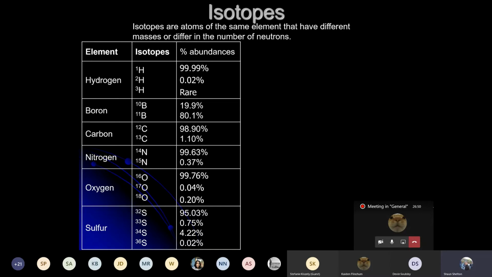Now, boron has 2 isotopes, so does carbon, and so boron has 2 isotopes where their percent abundance is 19.9 and 80.1. And then you can see on down the line, I don't have to read all these to you, but you can see all down the line that each of the elements has a different number of isotopes. And obviously sulfur has the most isotopes out of all the elements that are listed here. So there are books that are published that list all the different number of isotopes for each of the elements. We're not going to get into that.